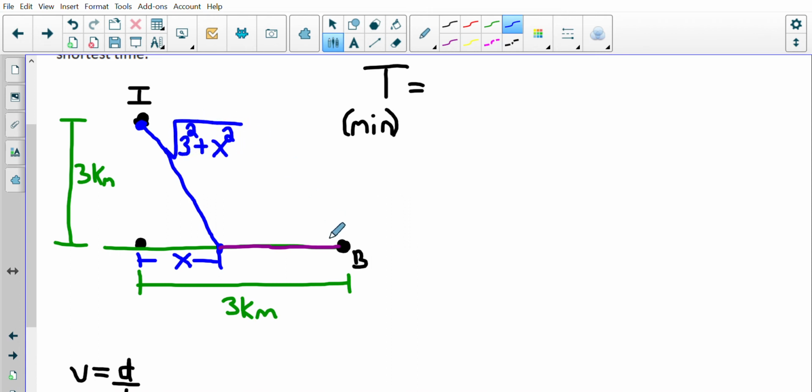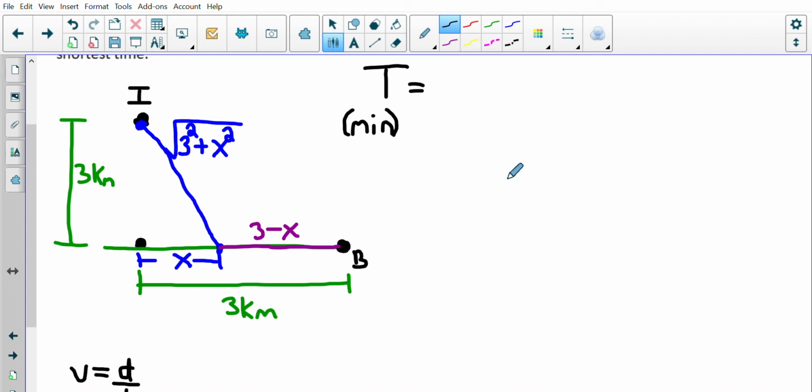Then, of course, with the Pythagorean theorem at the end to find that length, you'd have to square root it. All right, and then this purple length here, if it's 3 kilometers all the way, and then you're subtracting x, that's what's left over for the maroon part, or the purple part, then that length would be 3 minus x. All right, because you have 3, and then you subtract x, and that's what you have left over.